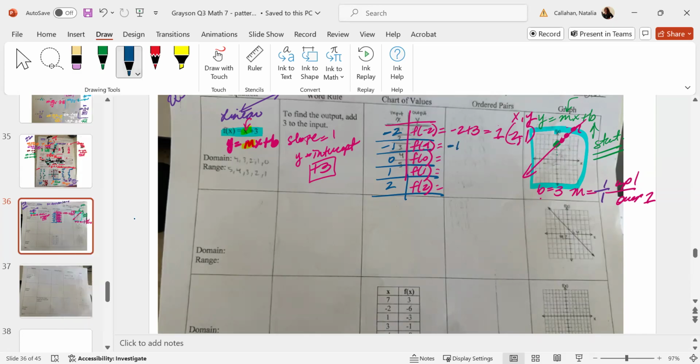F of -1 is -1 plus 3. F of 0 is 0 plus 3. F of 1 is 1 plus 3. F of 2 is 2 plus 3. Give me the output or the y value. What's your answer? -1 plus 3 is 2. Maybe you should stop talking and start working. 1 plus 3 is 4. 2 plus 3 is 5. So when you look for your coordinate, what's the second point? What's the third point? What's the fourth point? What's the fifth point? Do you see how I got those points?